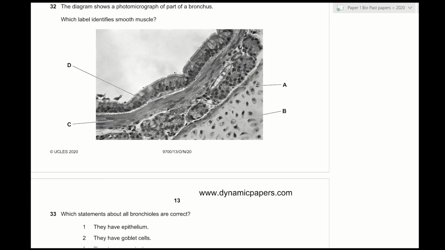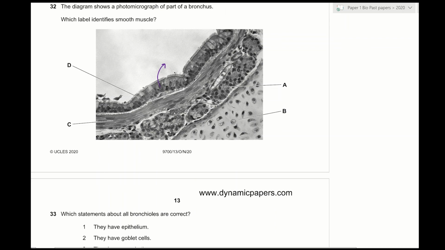32. The diagram shows a photomicrograph of part of a bronchus. Which label identifies smooth muscle? First of all, let's identify these structures. Here, it's the pseudostratified columnar epithelial cells, and this is the epithelium found in the bronchus. So this is not a smooth muscle.